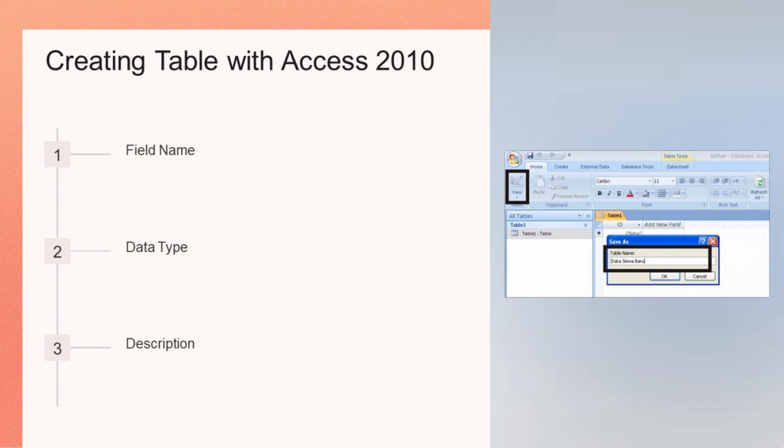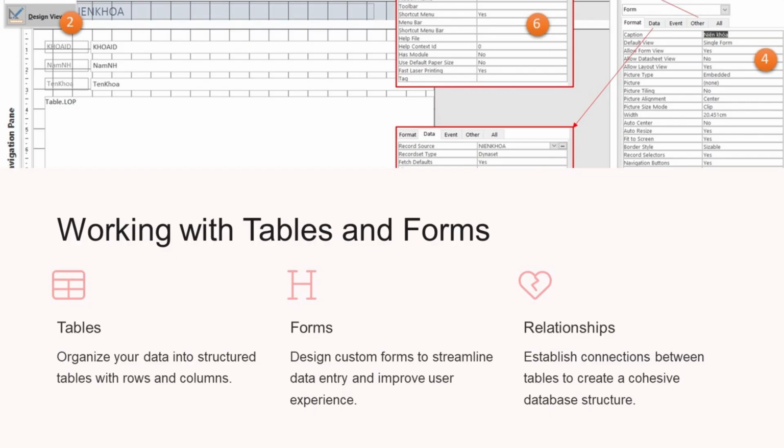Okay, another topic is forms. So what are forms? When you create a table, after that you need to design forms. Design custom forms to streamline data entry and improve user experience. Relationship means establishing connections between tables to create a cohesive data structure.